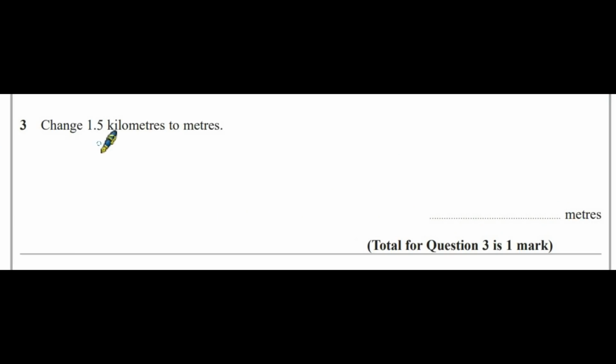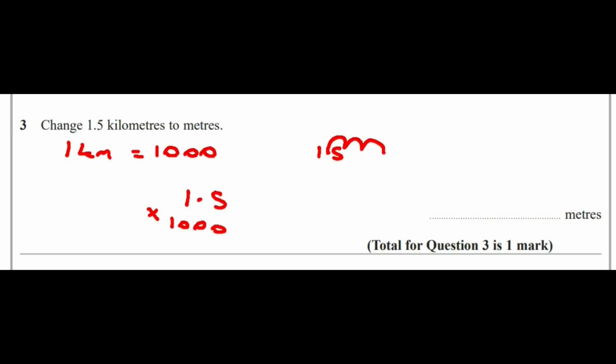Question 3, change 1.5 kilometers to meters. Well, we simply need to know that 1 kilometer equals 1,000 meters, so we start with 1.5 and we multiply that by 1,000. Now the simplest way to do that is to take the decimal point and move it 1, 2, 3 spaces and fill in the zeros, so we end up with 1,500 meters.